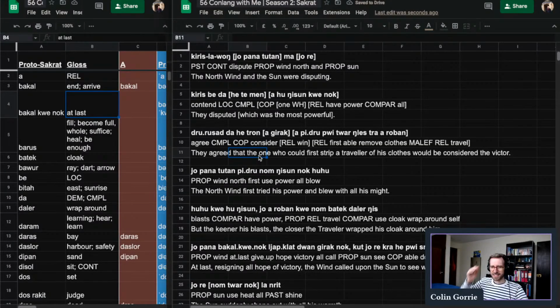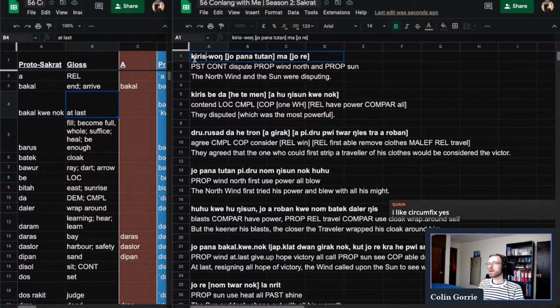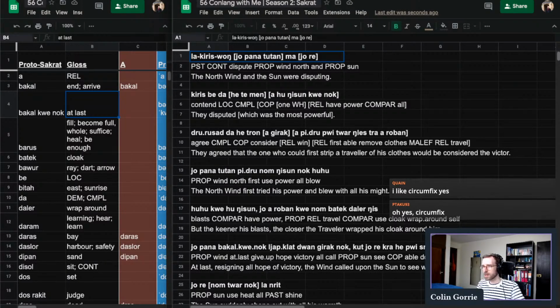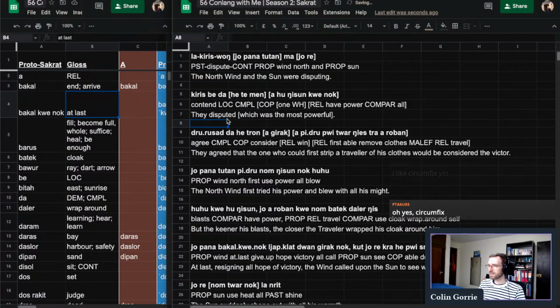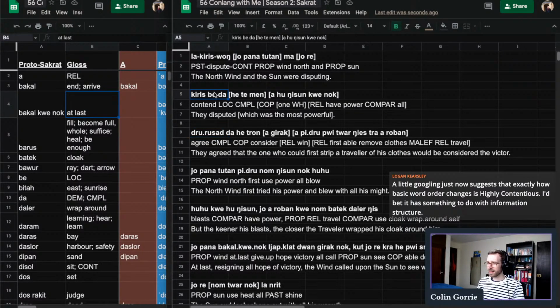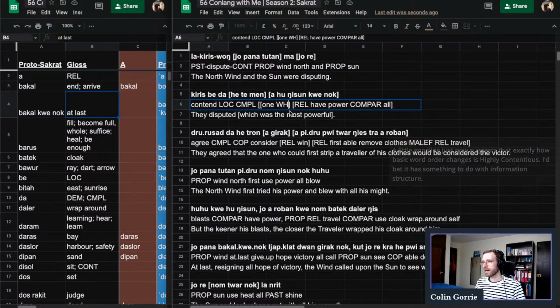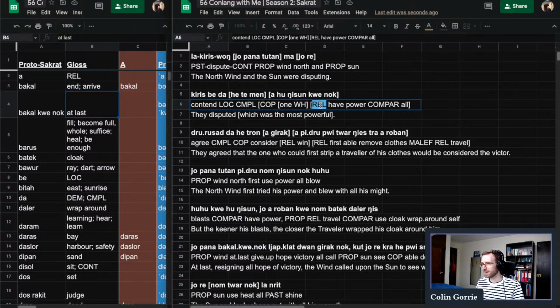These glosses are not fun to read, I have to say. Ooh, circumfix. Yep. So something maybe like this, la kiriswong. I like that. And this relative marker, I'd like to do away with that. So let's take that and, wait, what did I just do? No, I want to get rid of this rel here and put it as an affix on the verb. So it's kind of like some sort of a participle.